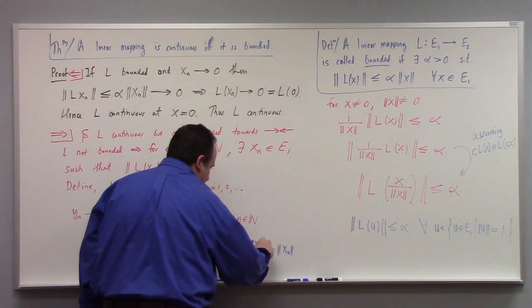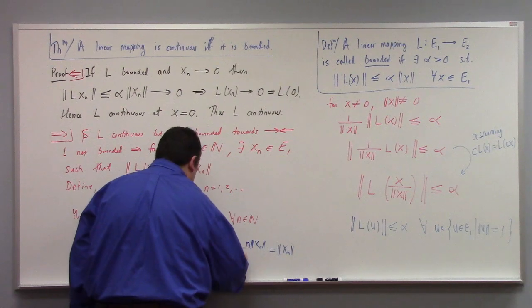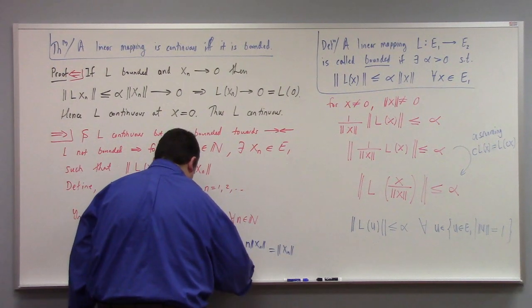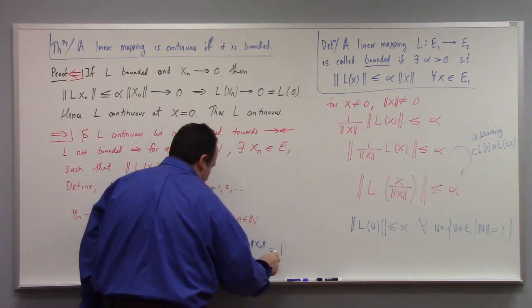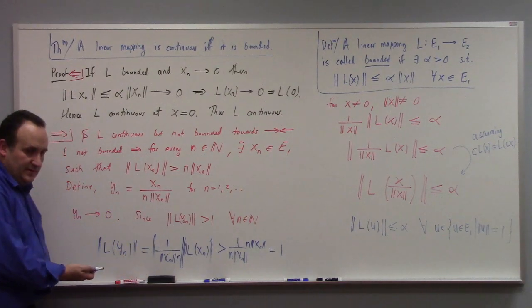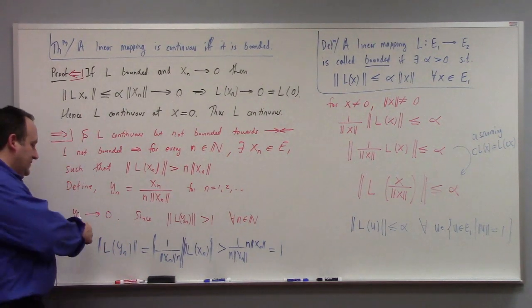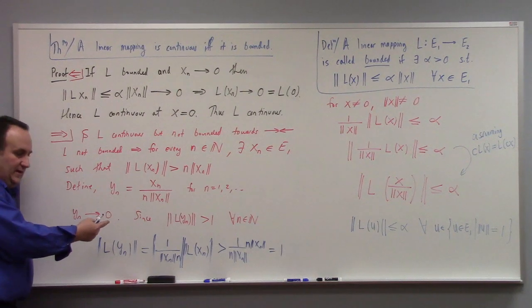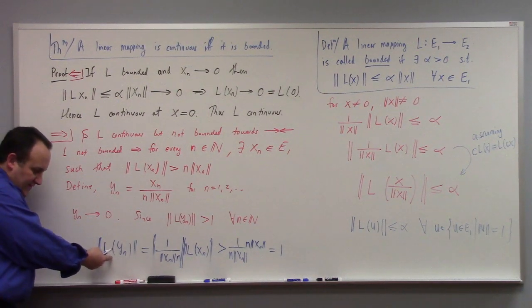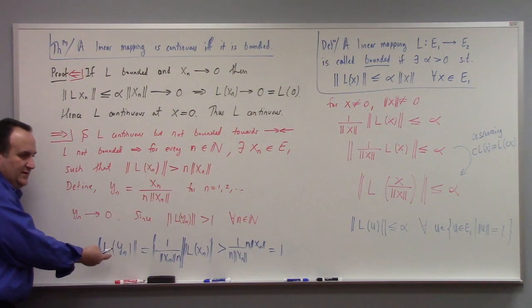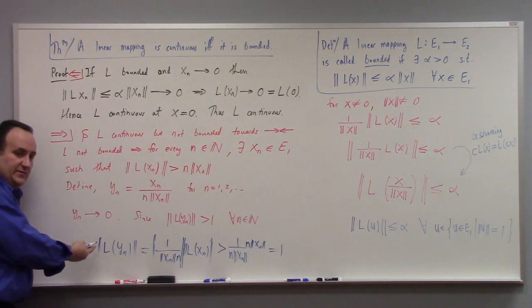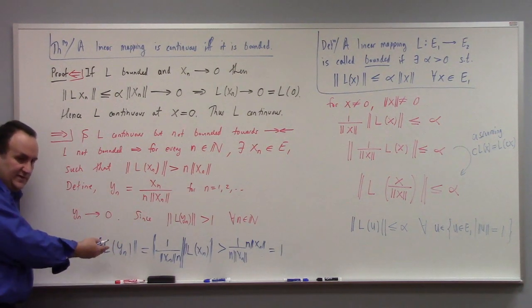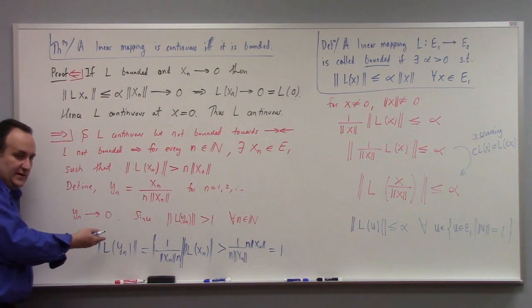I'm not saying you're wrong, Audric. I'm just saying there's more than one way to skin a cat. But however you want to look at it, that simplifies to 1, right? Well, it's greater than 1. And that's a problem, right? Because this sequence converges to 0, and yet the image of the sequence does not converge to 0. But it has to, because L of 0 is 0, and so this contradicts the continuity of the map. Does that make sense? That's what Audric's saying, yeah.